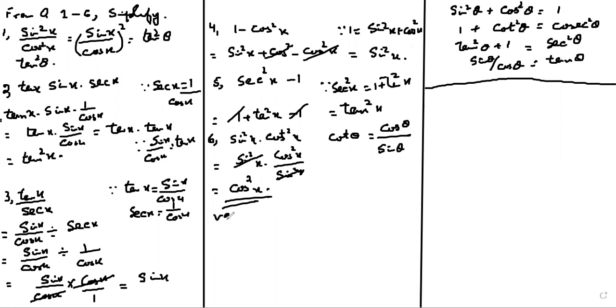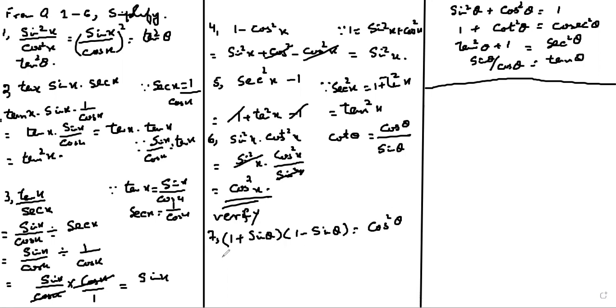So verify. The number one is question number 7. Verify 1 plus sine theta into 1 minus sine theta equals cosine square theta.